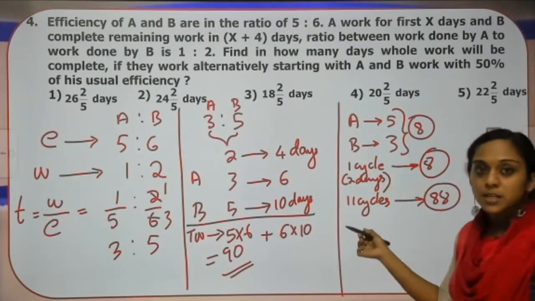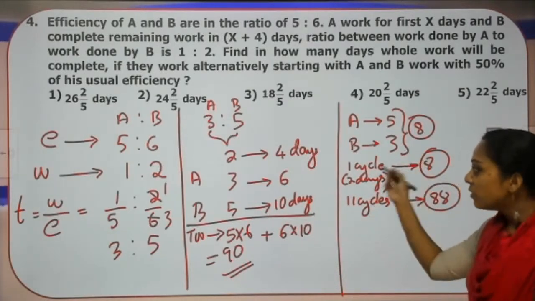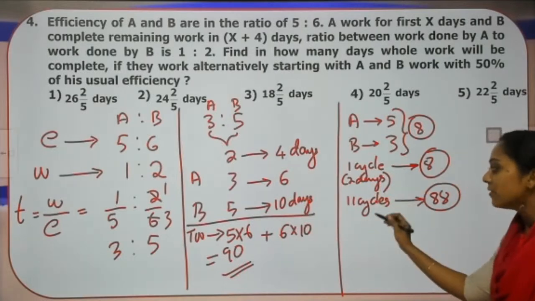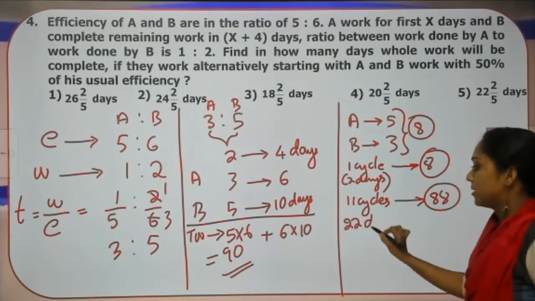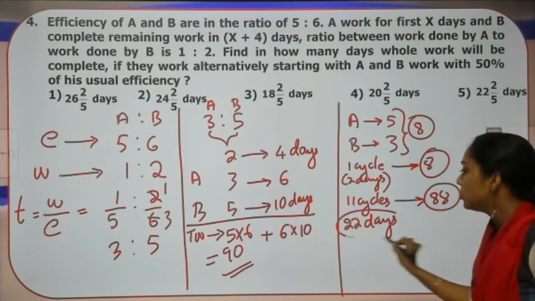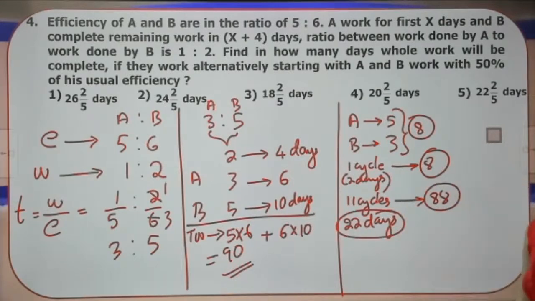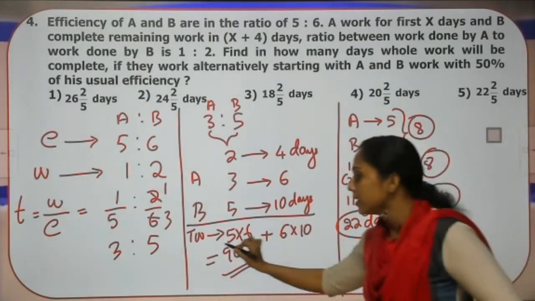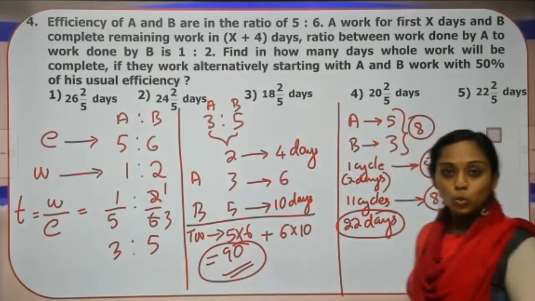11 cycles means how many days are coming? In one cycle there are 2 days. So in 11 cycles there will be 22 days. So actually in 22 days 88 work is completed. Remaining, how much work is there? Our total work is 90. Remaining, we are having 2 more work.